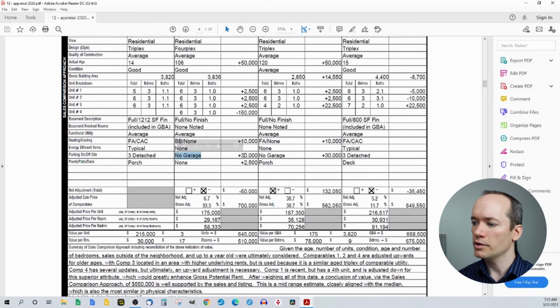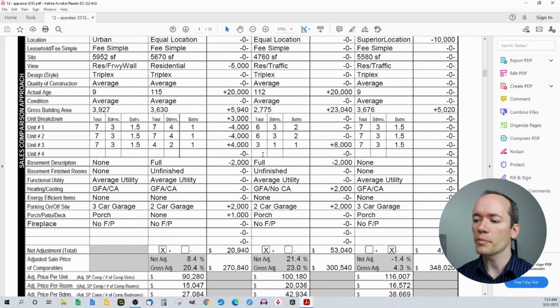Now when I get over to the 2020 report, the comp number 1 does not have a garage at all, and so this appraiser makes an adjustment of $30,000, or basically $10,000 per garage stall. Same thing for comp number 2. Comp number 3 does have a 3-car garage, and so there's no adjustment there. One thing to note here, I think you would typically see a smaller adjustment on adding a 3rd stall versus adding 3 stalls altogether.